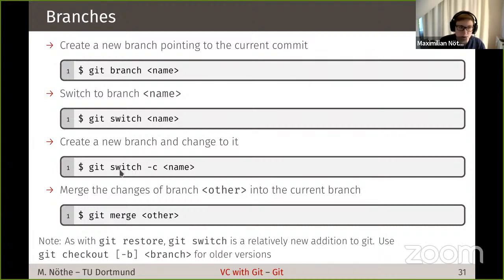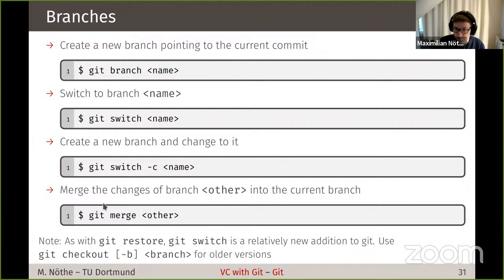And this is also what we talked about earlier with the git restore. This git switch command is rather new. I think Tom found out the exact version. I think it was 2.25 where this command was introduced. If you have an older version of Git, you might want to update, or you have to use git checkout also for switching branches. And the -b switch is essentially the same as the -c switch for git switch.